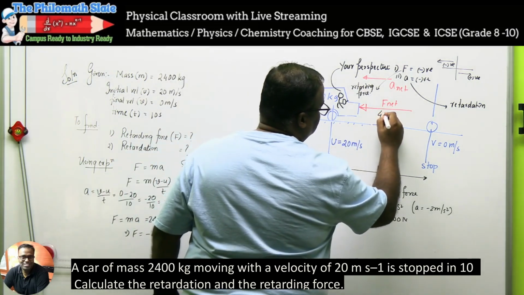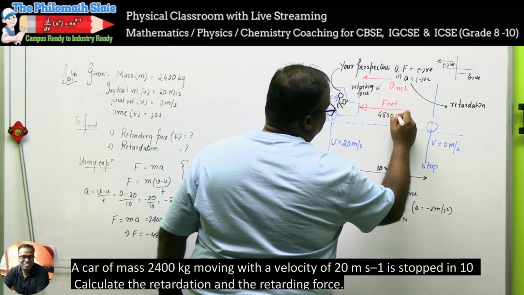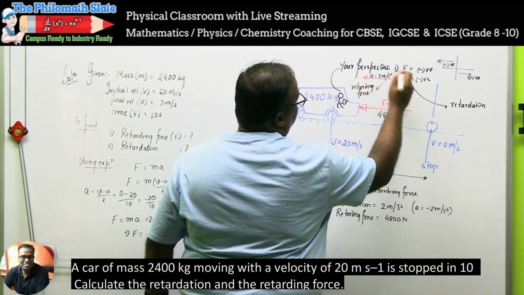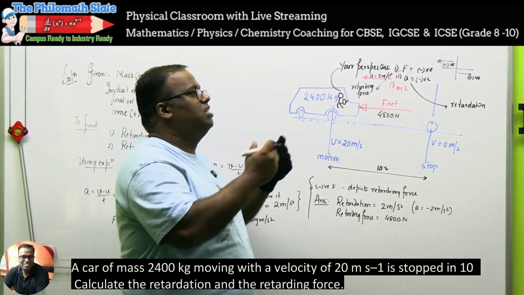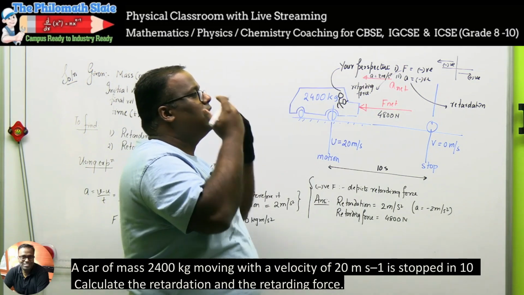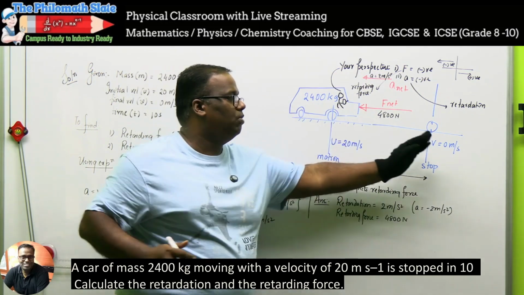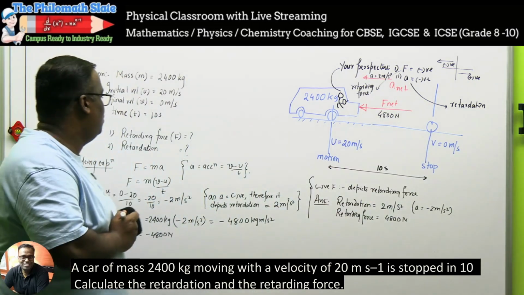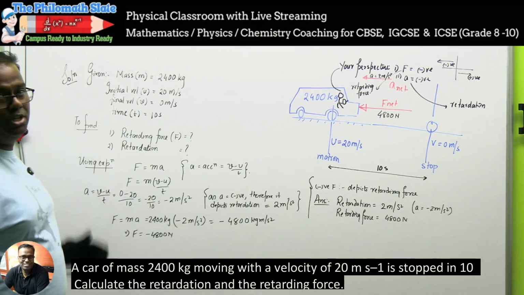So the vehicle is facing 4800 Newtons from this side and an acceleration of 2 meter per second square from this side. So the driver feels that there is a negative force of 4800 Newton and a negative acceleration of 2 meter per second square, and he goes and stops up there. Right. So that's how we solve problems in which there should be clarity.